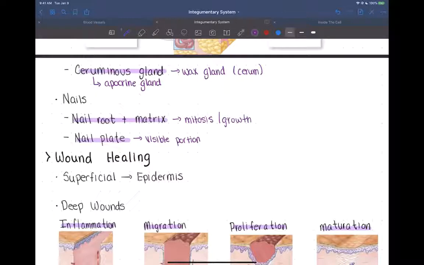All right, we talked a little bit about tissue repair before, so we're going to kind of add to that with wound healing.